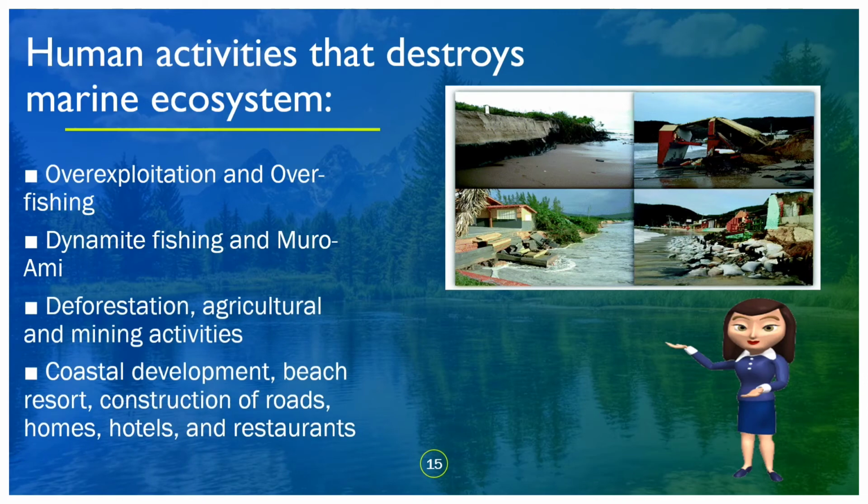Human activities that destroy the marine ecosystem. First is over-exploitation and overfishing. Dynamite fishing and practicing the Muro Ami. Deforestation. Agricultural and mining activities. Coastal development. Beach resorts. Construction of roads, homes, hotels, and restaurants.